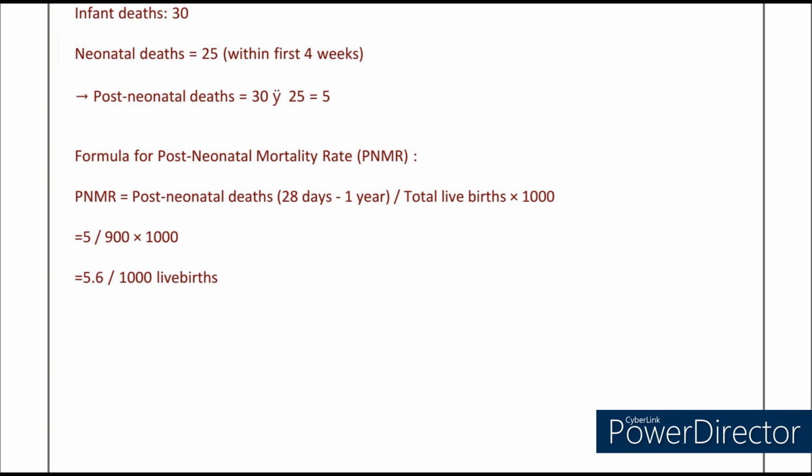So in the numerator, we have already calculated the post neonatal deaths, 30 minus 25, that is 5, divided by total live births, which is 900, right? Because the birth rate is 20 per 1000 population. For 45,000, the births will be 20 multiplied by 45. So that is 900. So 5 by 900 multiplied by 1000.